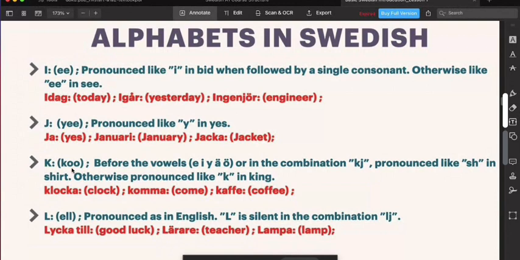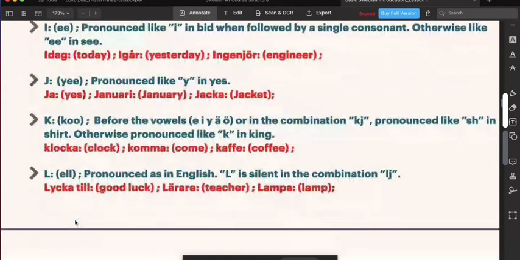And next is K. We can pronounce it like K. First is the noun klocka, clock. Komma, that is a verb. Jag kommer från Sverige. I come from Sweden. And next is kaffe, coffee. After that, this letter is quite similar to English L. Lycka till, good luck.